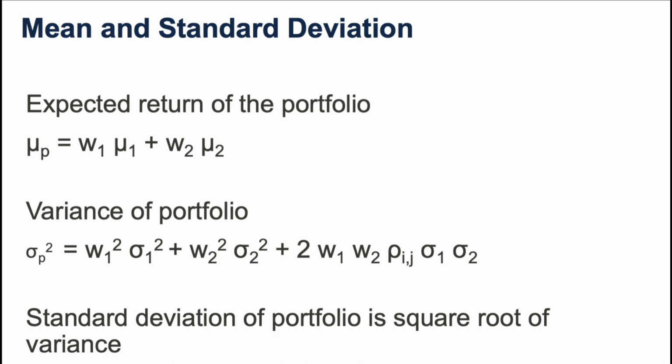The expected return is the weighted average of the returns from the two assets. The variance, you see the formula there. The standard deviation is the square root of that. Note this term right here. This is important. This will determine the risk reductions associated with combining assets, and we'll talk about that more in further modules.